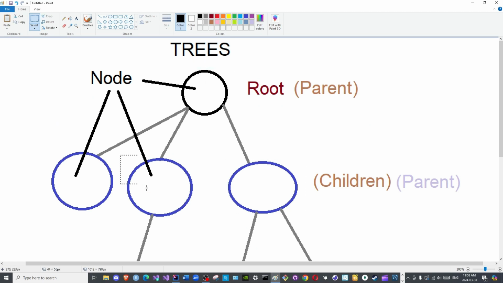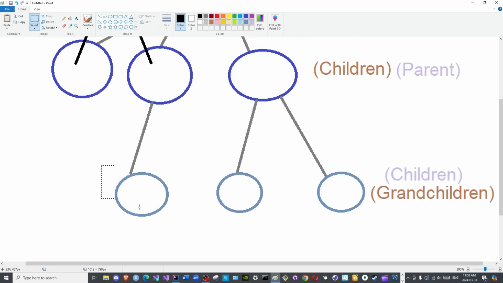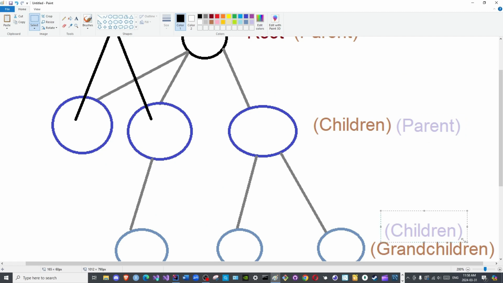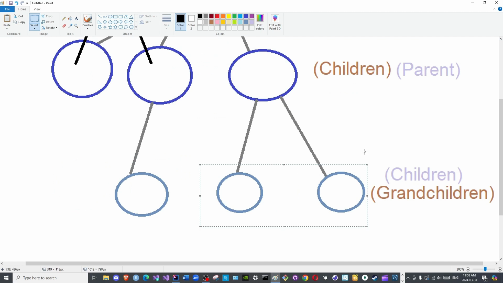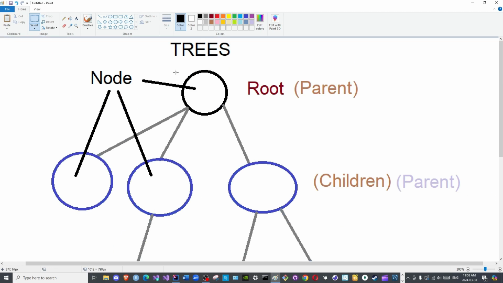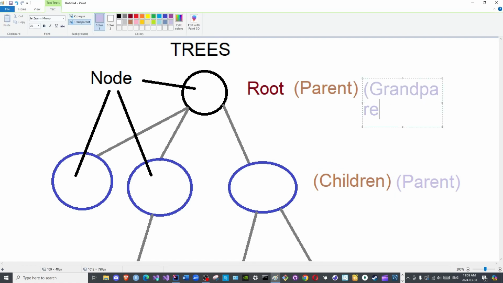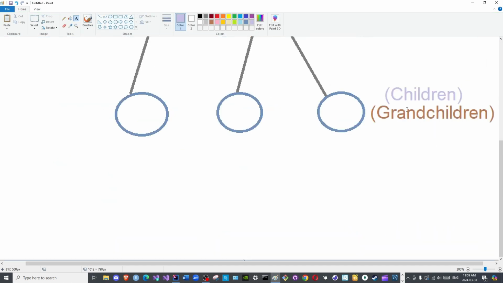Anything below the root is a child, but at the direct level, anything below would be descendants or grandchildren. However, remember, when we use these terms, we use them relatively. These are parents to these, and these are children to this. This is a parent to these. And we can say this is a grandparent to these. But if you have a lengthy tree, it would be difficult to say great grandparent or great great great grandparent. So it is always reserved for parent and children for simplicity and convenience. Here I will also add grandparent to match this one.